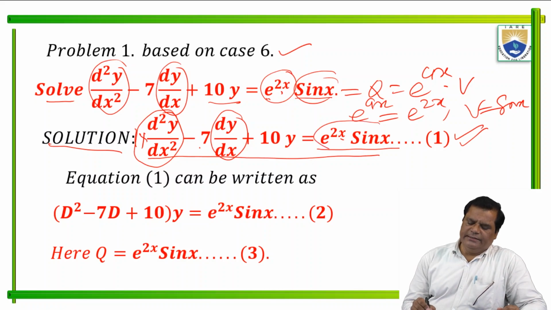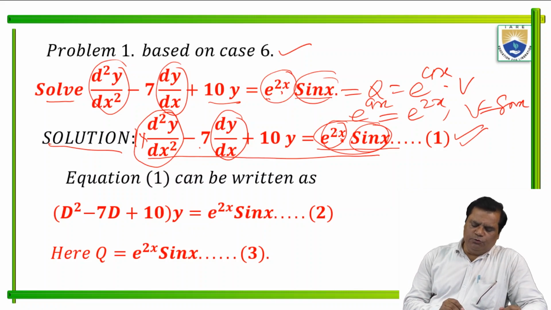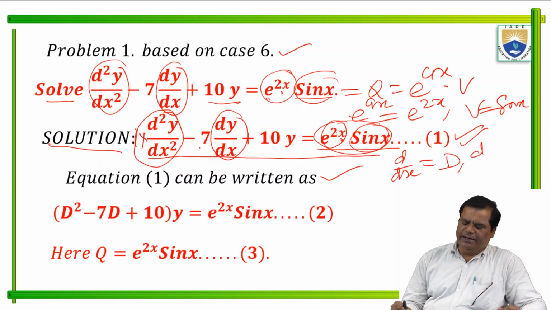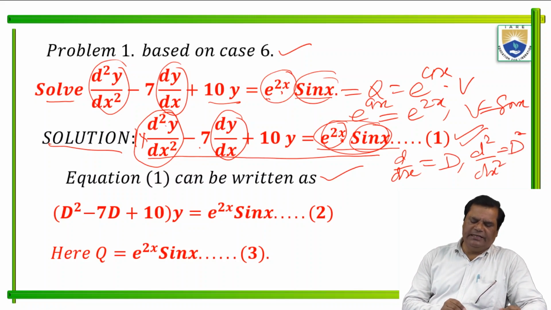But on the right hand side there is Q. In this Q there are two functions multiplied together. The first function is an exponential function and the other is a trigonometric function, so e to the power ax into V. Now equation 1 can be written in differential form. What is differential form? d over dx is represented by D, and d2 over dx2 is represented by D square. So we can write D square for the second derivative and D for the first derivative: D square minus 7D plus 10.